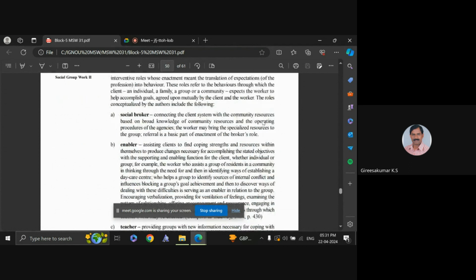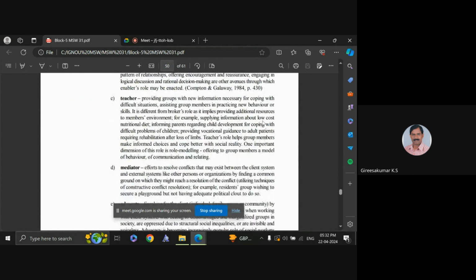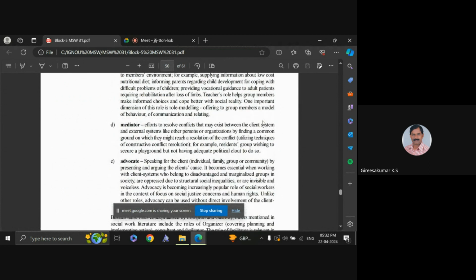Then, besides the role of enabler, there is the role of teacher. He should be a very good teacher, because those who do not understand have to be apprised of everything. Then he acts in the role of mediator also. There may be conflicts, and as a mediator, the social worker's role is very important.